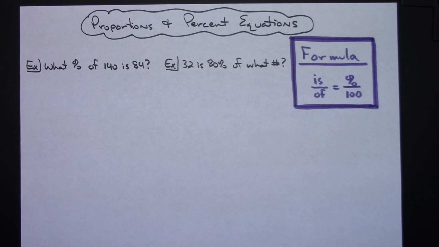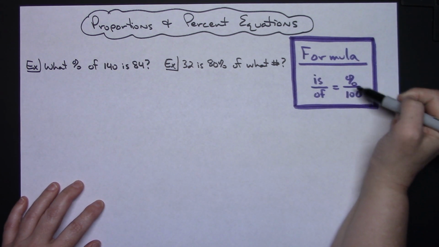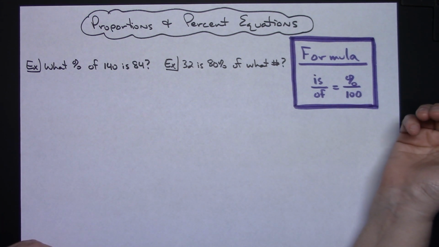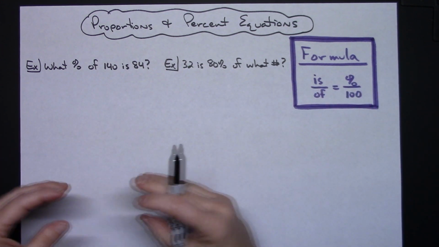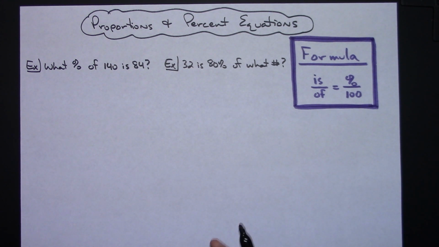In this video I'm going to take a look at proportions and percent equations. I'm going to introduce the formula is over of equals percent over 100. This is just one way to do this type of problem. Other teachers might have you write an equation just left to right with an equal sign in it, not necessarily using a proportion at all, and that's also a valid way to do this.